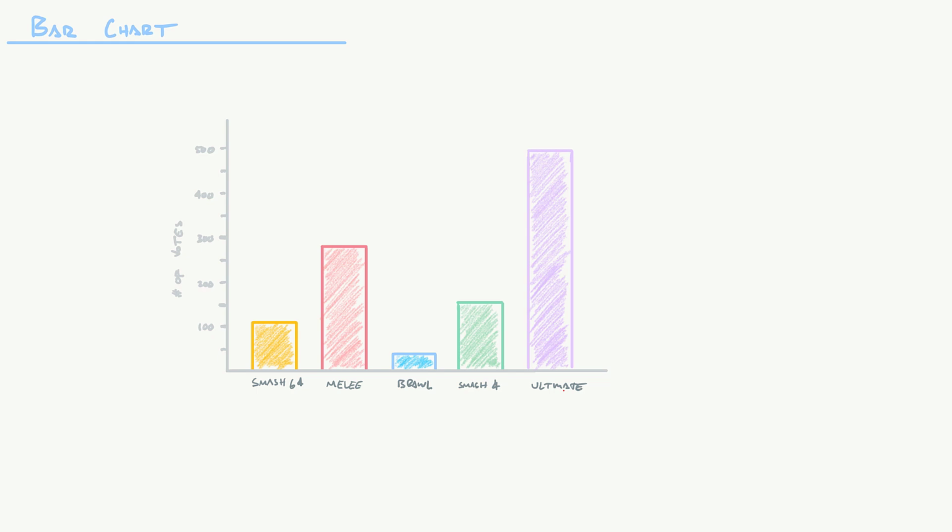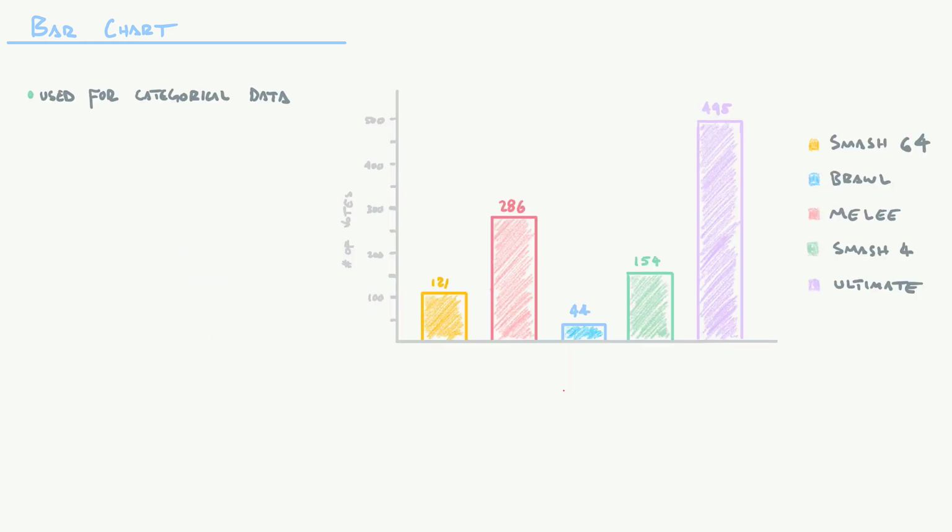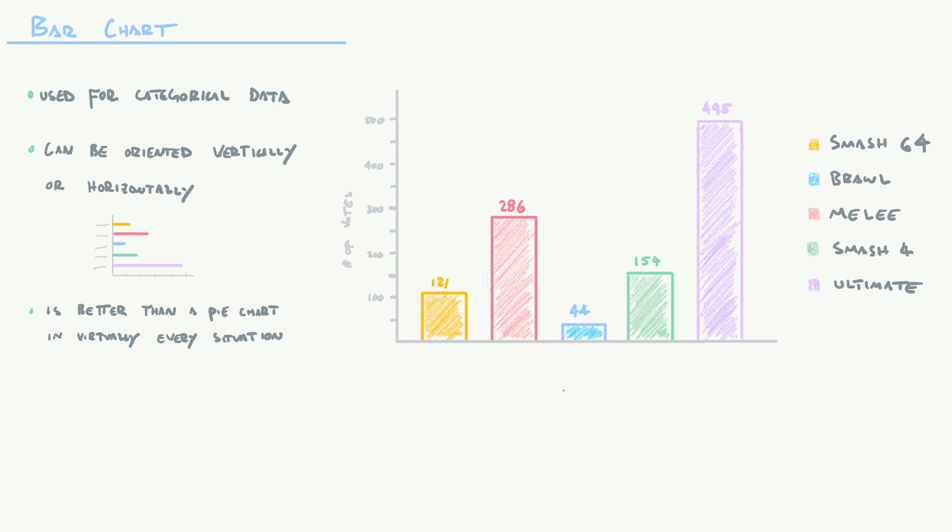But my argument is that a bar chart does everything that a pie chart can do, except better. Bar charts also are used for categorical data. They can be oriented vertically or horizontally for a little bit more eye catchability, if you will. Horizontal bar charts are pretty cool. It's better than a pie chart in virtually every single way.